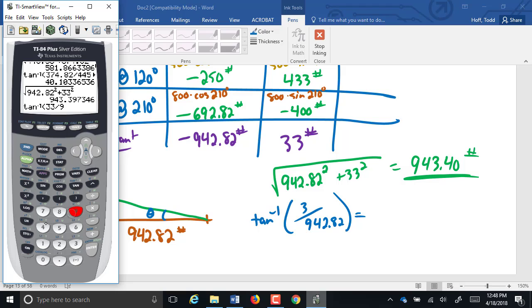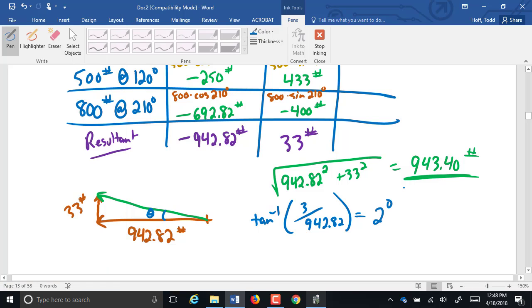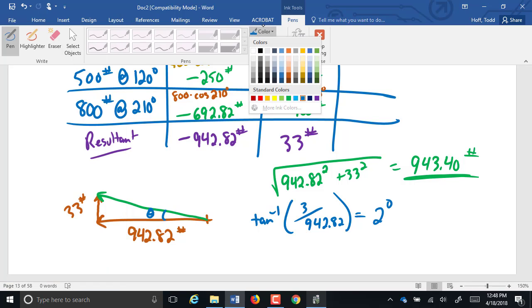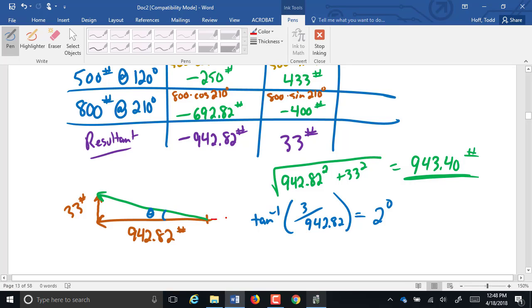.33 divided by 940, oops, 2.82. 2 degrees, let's call it. So what's my actual directional angle? Right here. Yeah, it's going to be the supplement. 180 minus that is going to be 178 degrees.